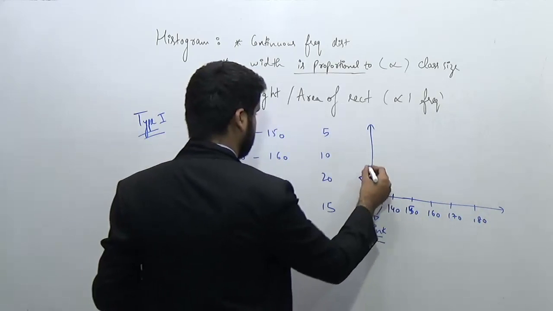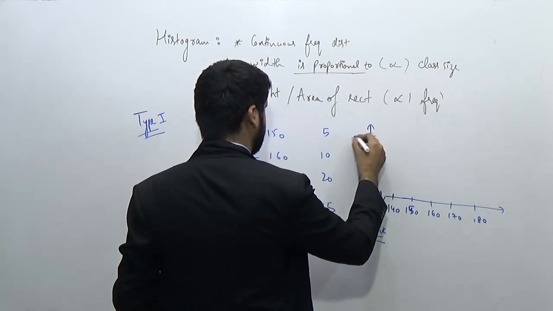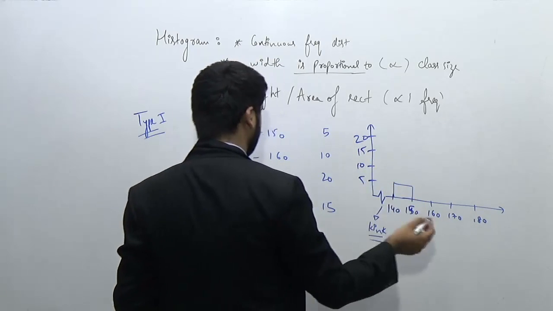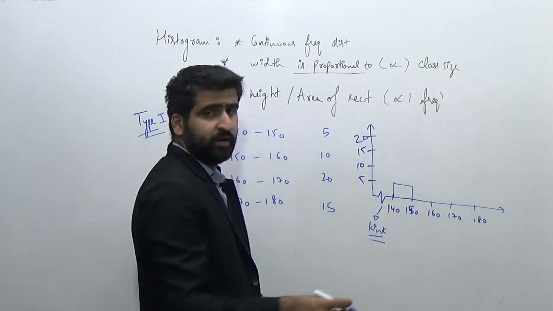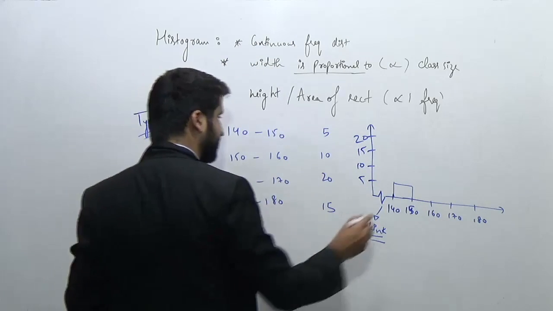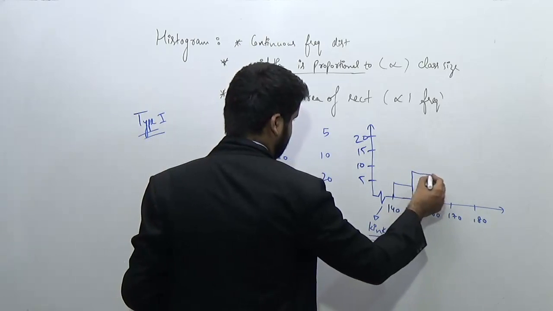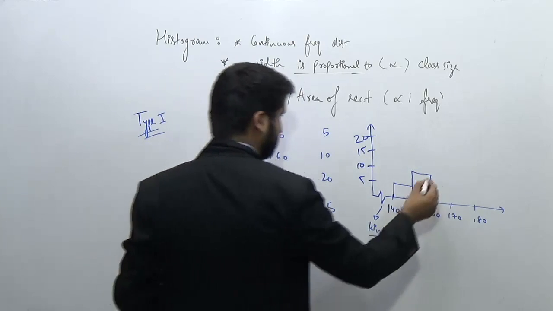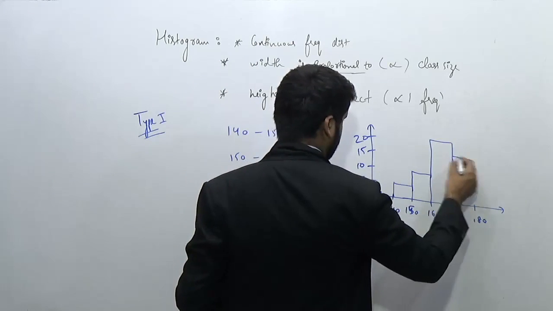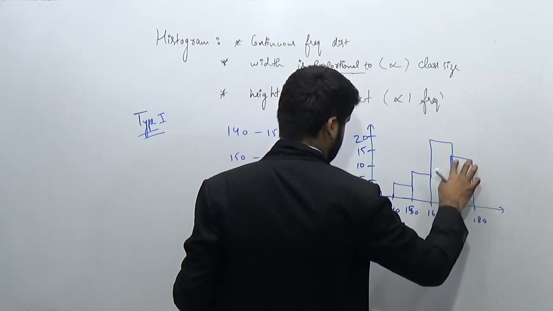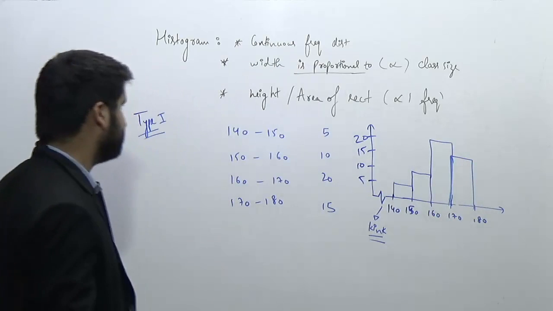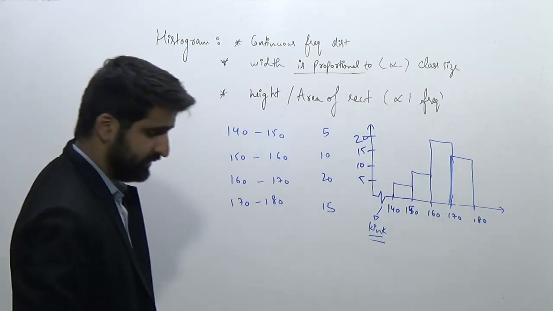So 5, 10, 15, 20, right? So the first one has 5, the second one has, now see there is no gap. In the case of bar graph we used to have some gaps, but in this case this is a continuous data. This rectangle will start from here, and in the third case the rectangle will start from here. This is 20, and in the fourth case this is 15. So this data is continuous, right? So this is the first type in which the data is in the standard form.